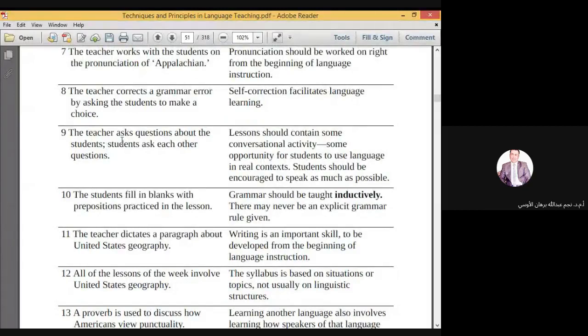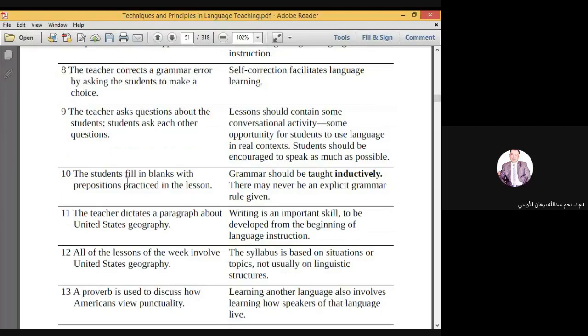Nine, the teacher asks a question about the student. Students ask each other questions. What's the principle? Lessons should contain some conversational activity, some opportunities for students to use language in real contexts. Because we need communication, so we need to use a real context. Ten, the students fill in the blanks with a preposition practiced in the lesson. Why? Grammar should be taught inductively. Okay, deductively or inductively.